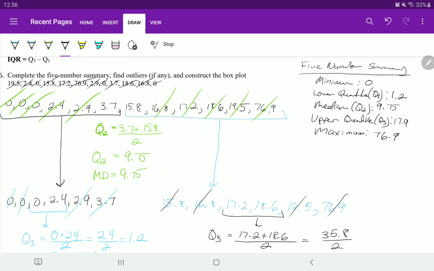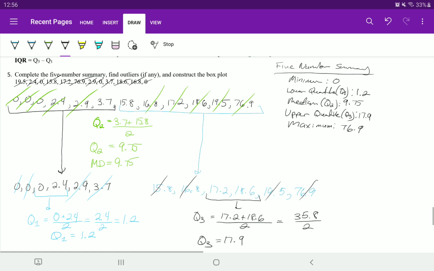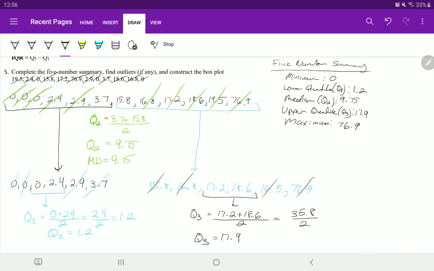All right, guys, that is it for this video. Hope you understood how to find the minimum and the maximum value, which is pretty straightforward. When the numbers are in order, the minimum is the smallest, the maximum is the largest. To find the second quartile, which is the median, find the median of the data set. To find the lower quartile, which is quartile 1, take all the values that are less than the median, and then find the median of those numbers. And for quartile 3, take numbers that are above the median, and then find the median of those numbers that you took.